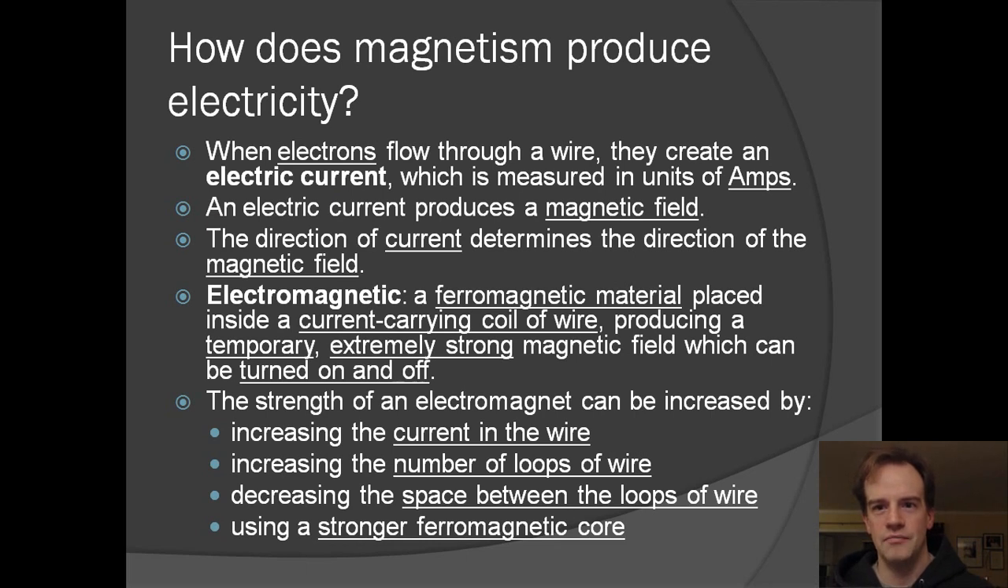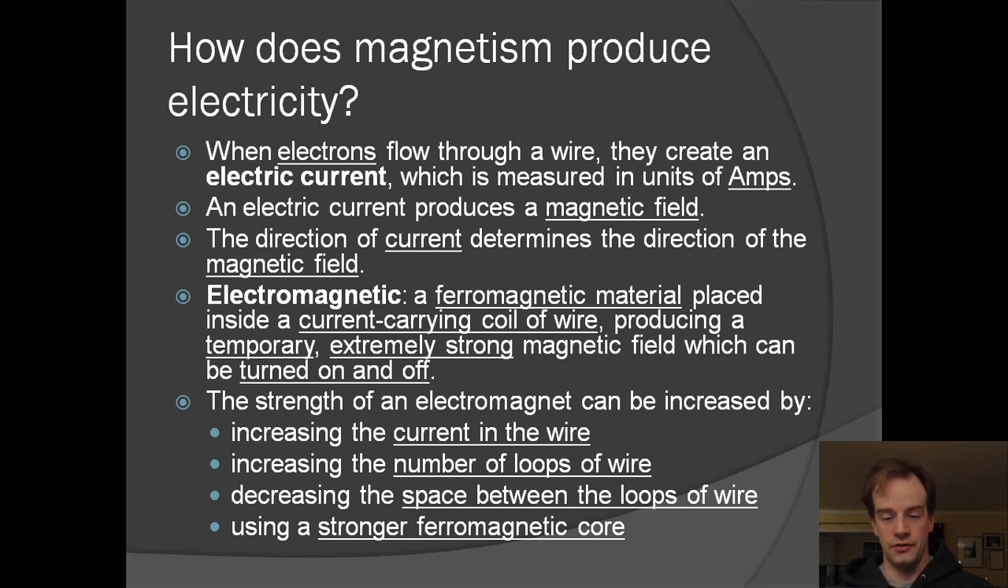So how is it that magnetism also produces electricity? And this is what scientists call electromagnetism. When electrons flow through a wire, they create an electric current. And that electric current produces a magnetic field. The direction of current will determine the direction of the magnetic field. We can use this to make an electromagnet.